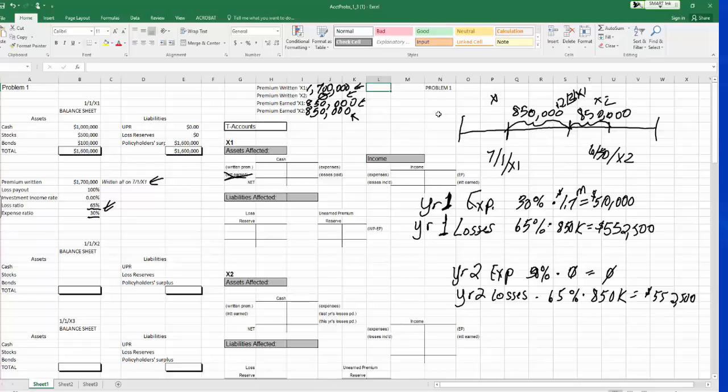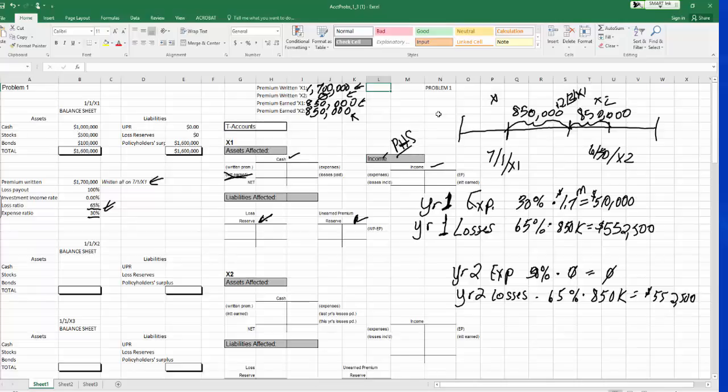So let's first discuss what these T accounts are. First, you have cash, and you will always have the same 4 T accounts in every single problem. You will only have to deal with these 4 T accounts. They are cash, loss reserves, unearned premium reserves, and income, where the income statement affects policyholder surplus. Cash is the only asset account. We're going to assume that stocks and bonds stay the same every year for purposes of illustration, and we're only going to deal on the liability side with loss reserves and unearned premium reserves, and of course the policyholder surplus.